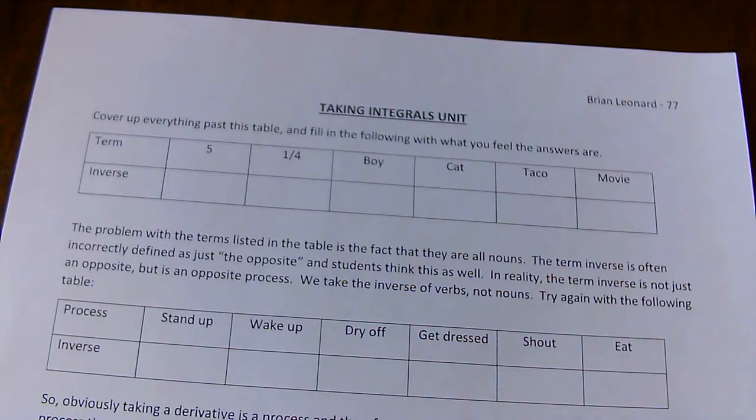I mean, girl, I'm reading ahead. Cat, maybe dog. But inverse of taco? Inverse of movie? It's really hard to do inverses when we have nouns. So when we think of inverses, it's not just the opposite. Really, it's the opposite process. So we really take inverses of verbs, not nouns.